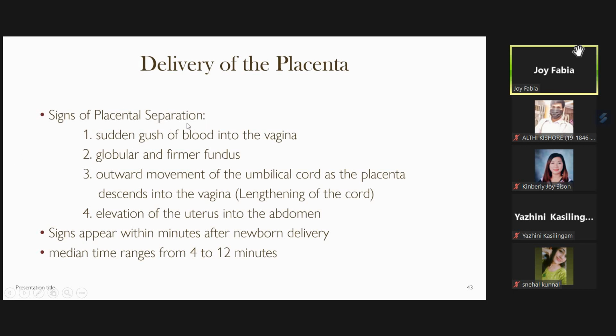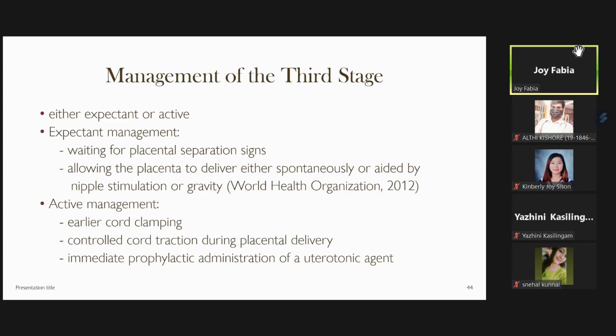So what are the signs of placental separation? One is there is a sudden gush of blood into the vagina, followed by the uterus becomes globular and firmer, fundus. There is lengthening of the cord and elevation of the uterus into the abdomen. These signs appear within minutes after newborn delivery, and the median time ranges is actually from 4 to 12 minutes.